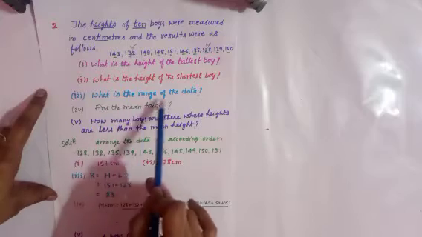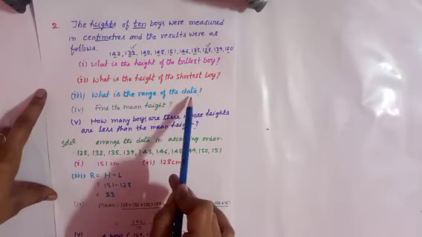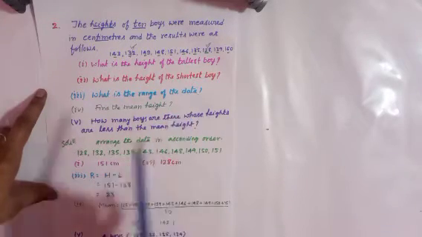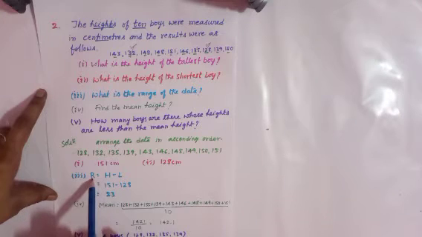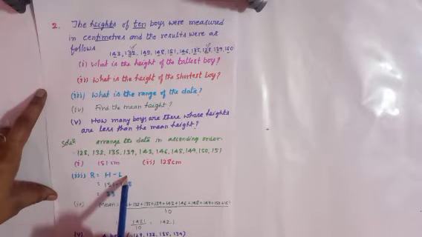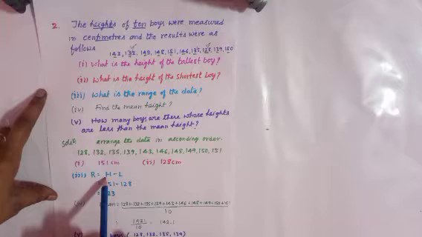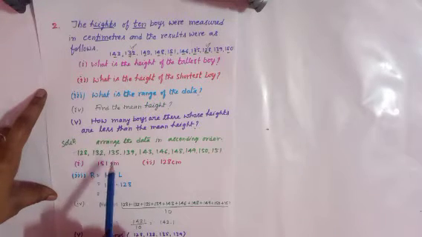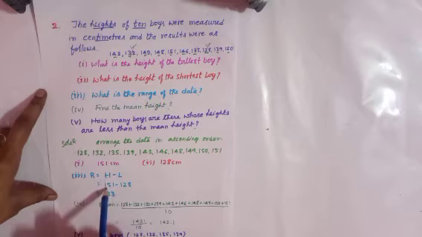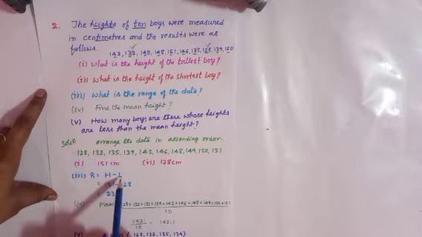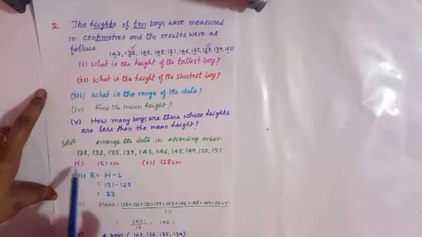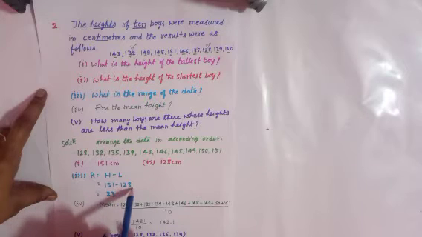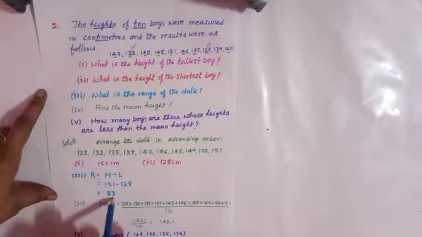Next question, what is the range of the data? Range means, formula R equals H minus L. H means highest observation, L means lowest observation. Here the tallest boy's height is 151, minus the lowest, the shortest boy's height, 128. When we subtract, what do we get? 23. So range equals 23.